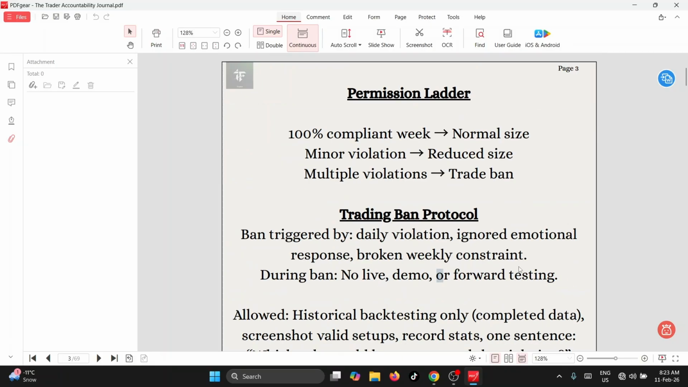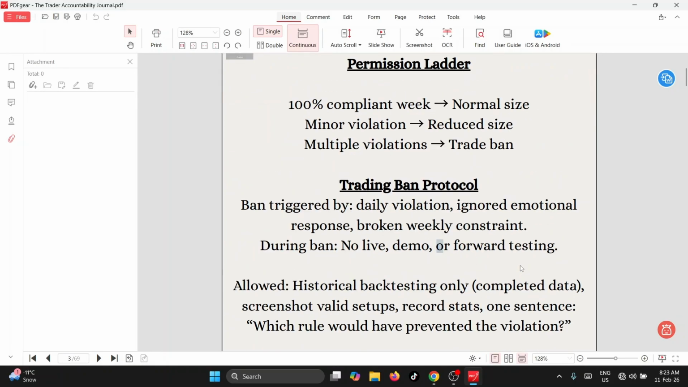Now, a few explanations. Number one is a trading ban. A trading ban is basically the constraints that you place upon yourself once you've violated one, two, or multiple of your rules. So for example, if in a week you are 100% compliant, you follow your rules to a T, you are allowed to use your normal size going on to the next week. Now, if you violate your rules once, automatically you start reducing your lot sizing. That's the rule. If you violate your rules multiple times, that's when the full trade ban comes in.